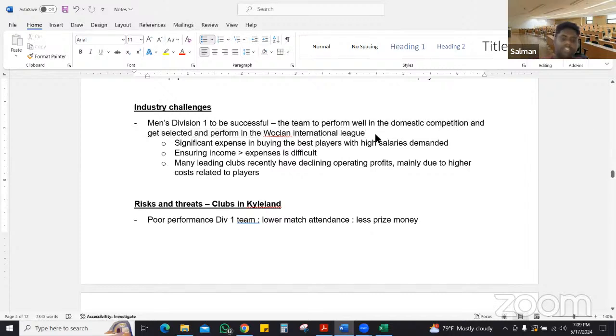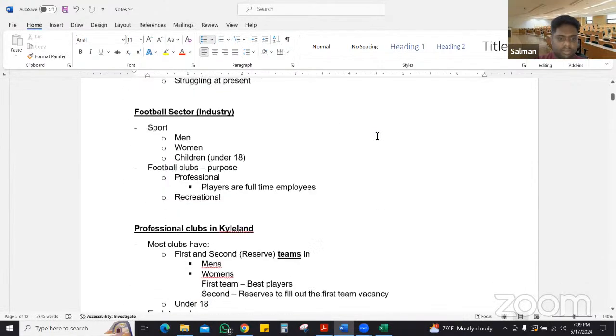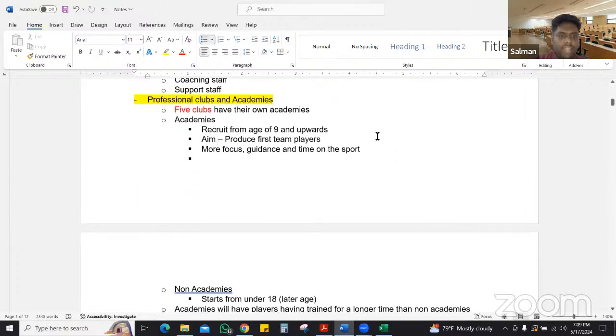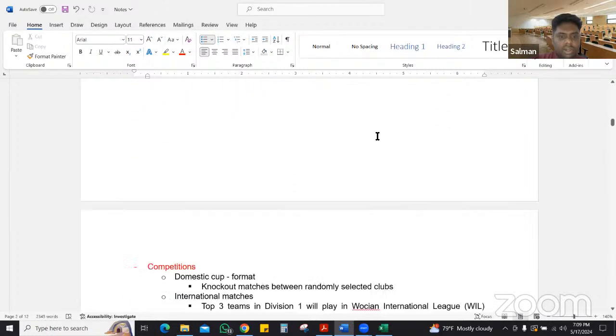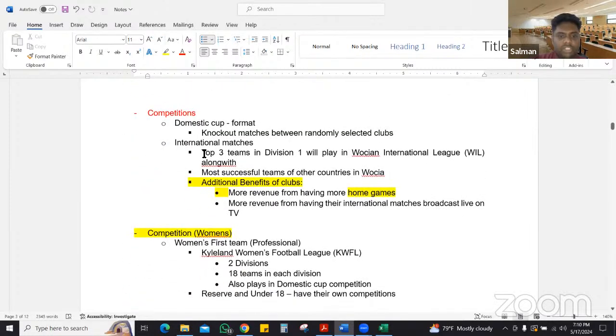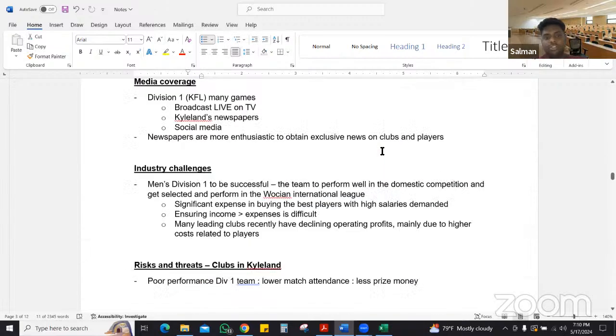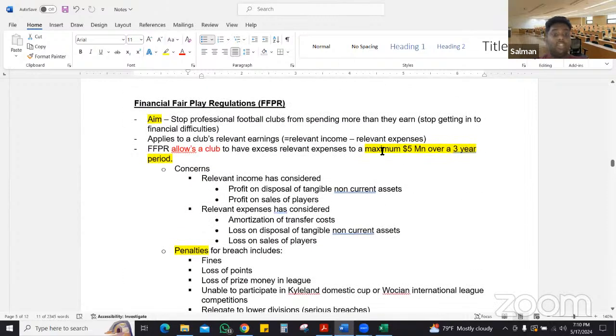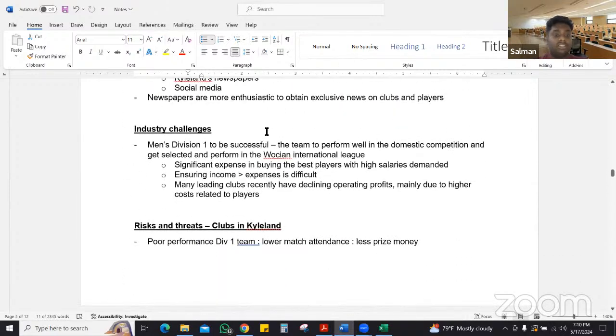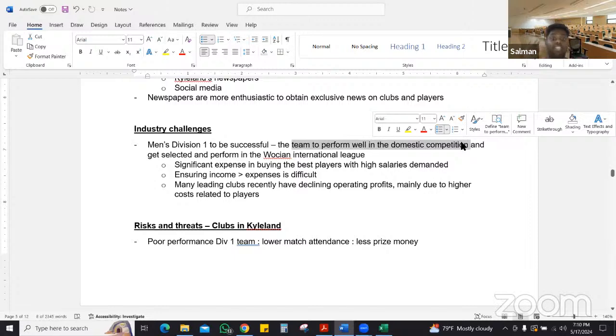Remember, we discussed earlier how can you get selected for the international competition? The top 3 teams in Division 1 will play in the international league. So obviously you have to play well in the domestic league and be selected in the top 3 ranks. So for you to perform in the international league, you have to perform well in the domestic competition and ensure you are in the top 3 in Division 1.